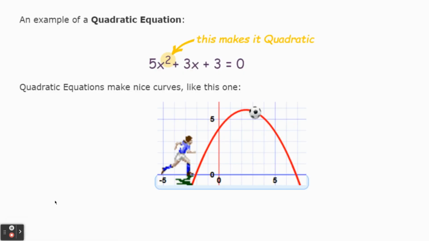When we start graphing a quadratic, you may already know that it will create what is called a parabola. It's kind of a curved shape, almost like a U or a V combined.